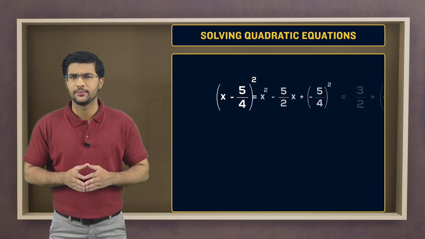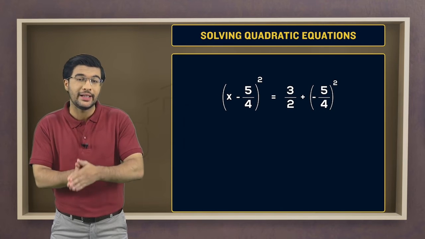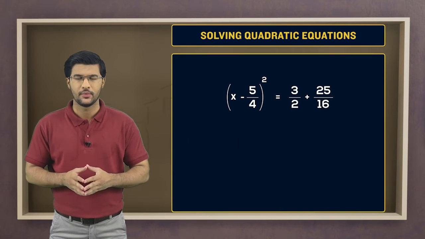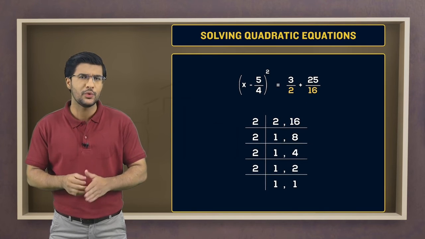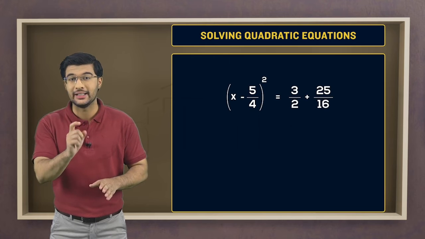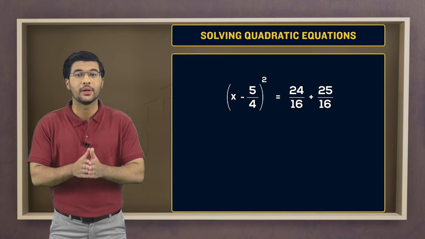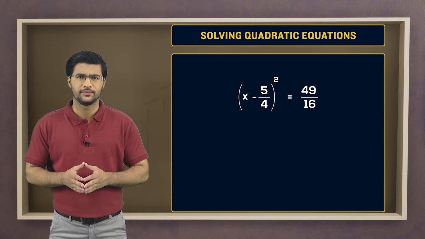Don't ignore the other side. Simplify it by squaring minus 5 upon 4 to get 25 upon 16. For simplifying it more, we are taking the LCM, which turns out to be 16. Now, just add these. 25 plus 24 is 49. And that's pretty much it.